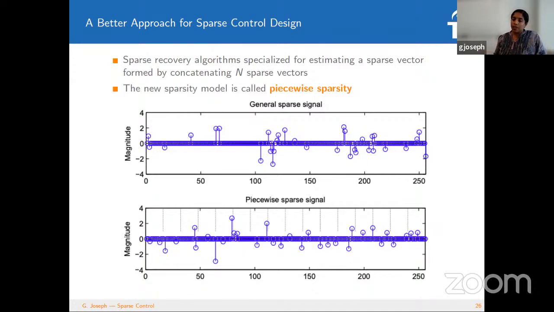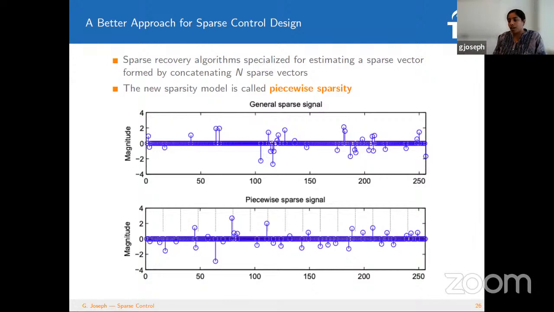But if you look at the next picture, the one at the bottom, that's a piecewise sparse signal. So how is that different? Here, each piece, which is denoted by these lines, is sparse. You can see that every piece is two sparse. The non-zero entries are spread across all the 250 entries. For the first case, the zeros and non-zeros are all mixed up. But a piecewise sparse signal is a large signal formed by concatenating different sparse signals. So each piece is sparse, but that may not be the case for a general sparse signal. This is a special structure, and we call it piecewise sparsity, meaning every piece is sparse.